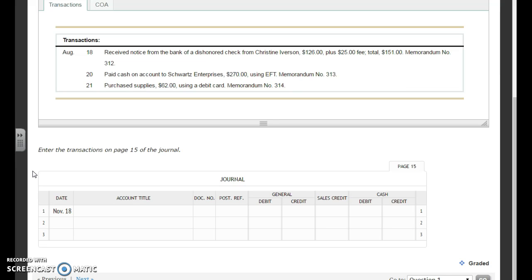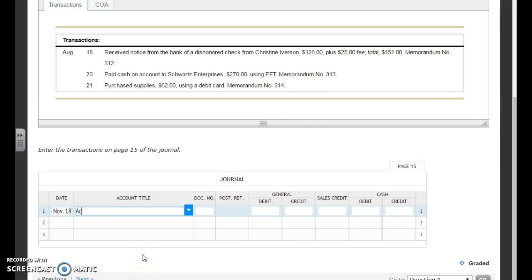Then we took that check to the bank, tried to cash it, and we were unable to do so. So not only do we not have that $126 we thought we did, but we were also charged a $25 fee, and that was taken out of our account as well. So what we're going to say to Christine Iverson is that she not only owes us for that original $126, but she also owes us for that $25 fee.